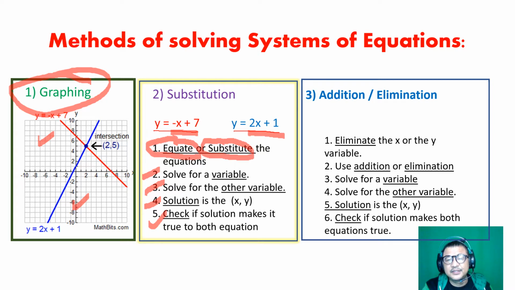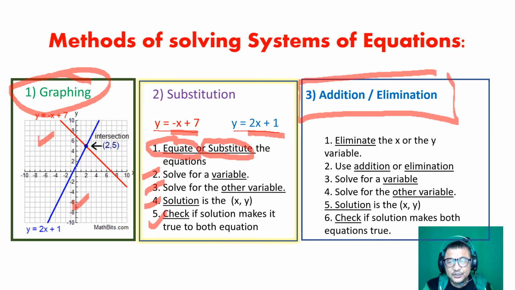Okay, today we're going to study the process called addition or elimination. So we will eliminate either the x or the y. How do you do that? Using addition or elimination. Then the process is the same as the previous. You will solve for a variable, then the other variable. You got your solution, then you're going to check. Okay, let's go to the following examples.